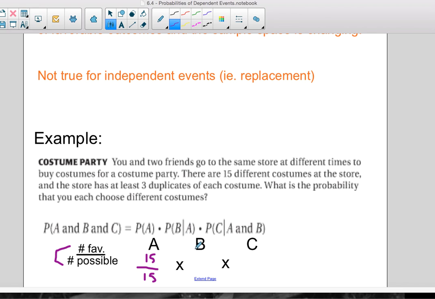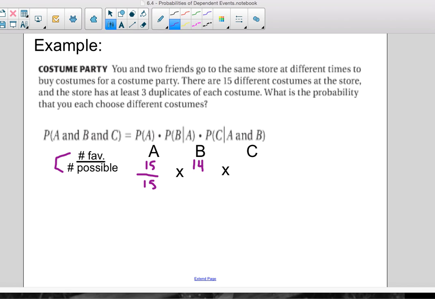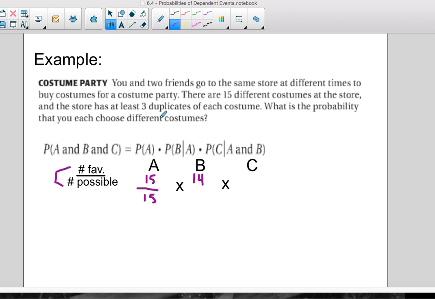Now, the probability of B given A, now given that A has already happened, somebody has picked a costume, what is the number of favorable outcomes now, right? Well, there'd be 14 favorable outcomes because there's one costume that you don't want to pick. Whatever person A had, person B does not want that same costume because that would not be favorable because it wouldn't be different. But because there's duplicates of every costume, there's still 15 in your sample space.